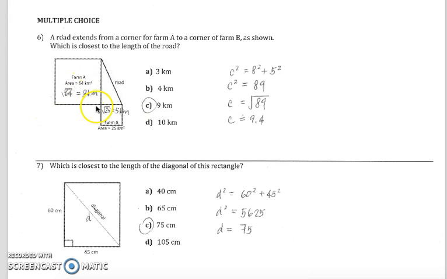So we know the area of these different sides, but that 64 is not the length of this right triangle here. But square root of 64, which is 8 kilometers, will give you the length of this side. Similarly, we're going to square root 25. So this side is 5 kilometers. So the road is the hypotenuse. So you will use the original version of the Pythagorean theorem to calculate C. So the length of the road works out to 9.4 or rounded to 9 kilometers.